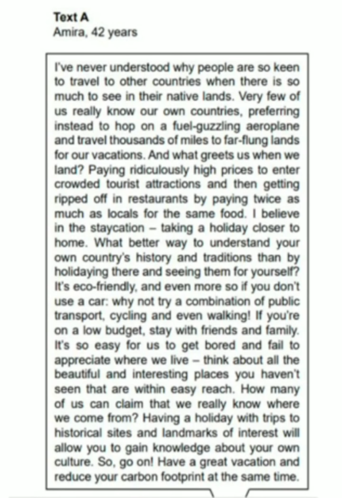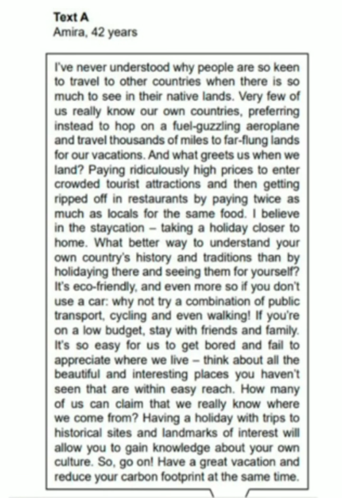Text A by Amira, 42 years. I've never understood why people are so keen to travel to other countries when there is so much to see in their native lands. Very few of us really know our own countries, preferring instead to hop on a fuel guzzling aeroplane and travel thousands of miles to far flung lands for our vacations. And what greets us when we land? Paying ridiculously high prices to enter crowded tourist attractions and then getting ripped off in restaurants by paying twice as much as locals for the same food.